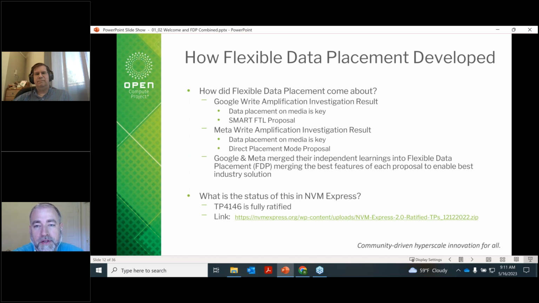This is TP 4146. There's a link here in the slides. You can download it from the NVM Express website. Next slide.